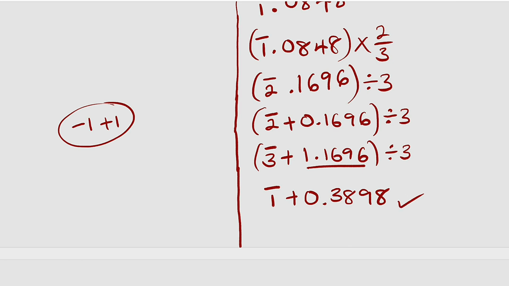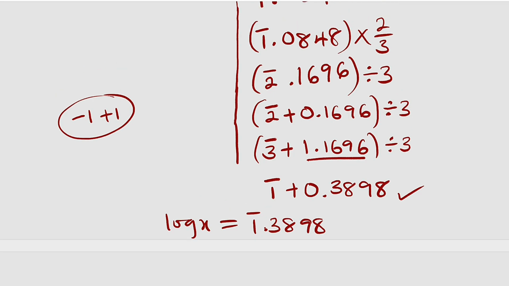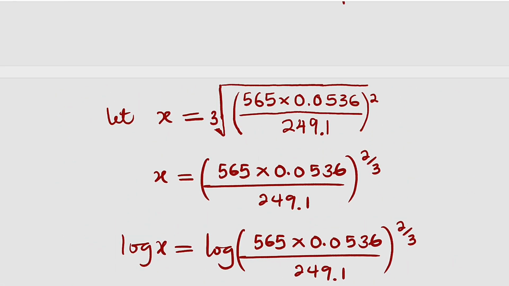So what is this? This is nothing but log of x. So I have just added this together to get bar 1.3898. But what we are looking for is x, because we have declared x to be the whole of this radical expression, which is this one.